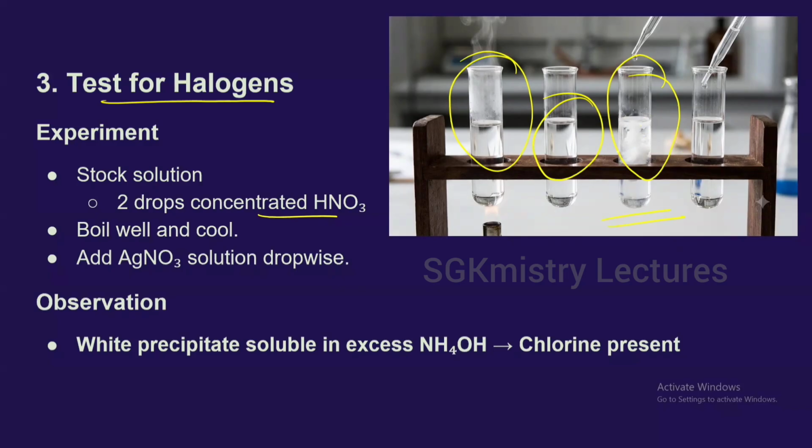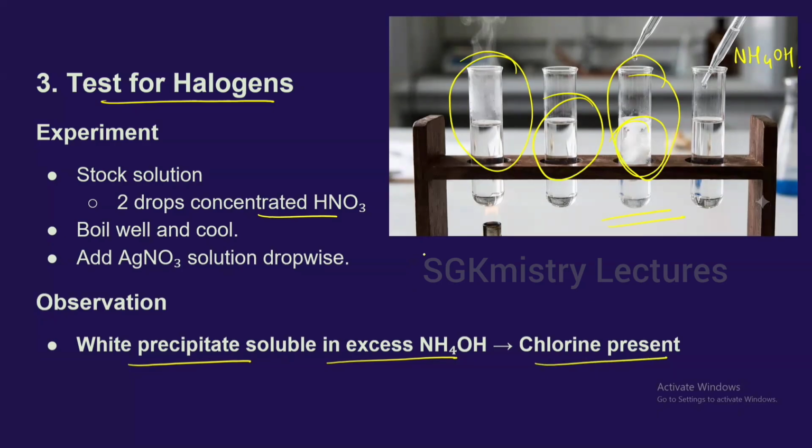You can see that the precipitate of AgCl is formed. Now, what you're going to do is add NH4OH to this. Once the precipitate is formed, you're going to add ammonium hydroxide. Now this white precipitate dissolves in the ammonium hydroxide. You have to add a certain excess of ammonium hydroxide. Now, if this white precipitate is soluble in ammonium hydroxide, then it is confirmed that chlorine is present in the given organic compound. So white precipitate soluble in excess ammonium hydroxide says that chlorine is present.